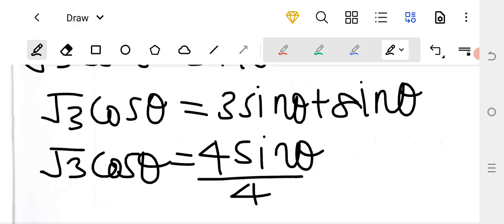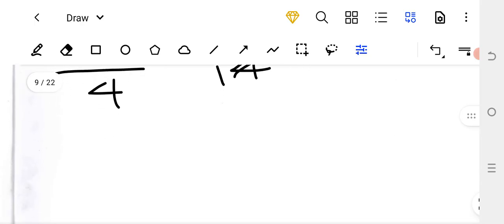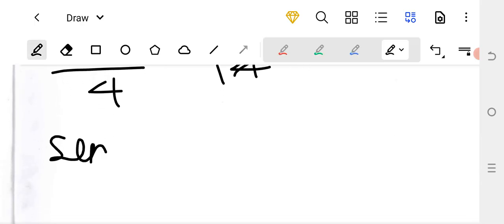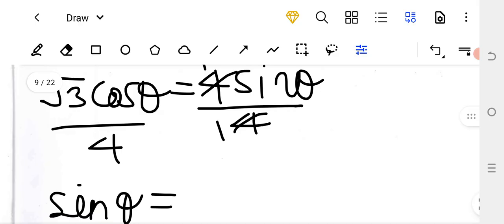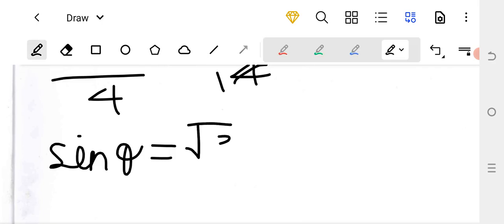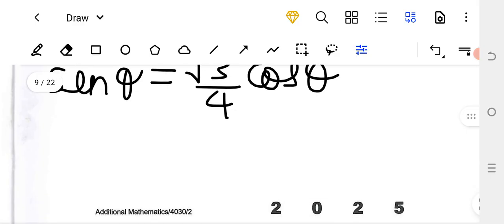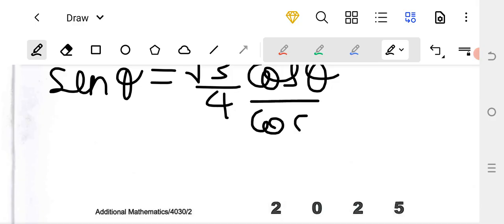We divide by 4. 4 can go into itself 1, 4 can go into itself 1. Sine theta is equal to, we're going to say square root of 3 over 4 cos theta. So I want to write it like this so that now you can see what I'm going to do. You divide both sides by cos theta.